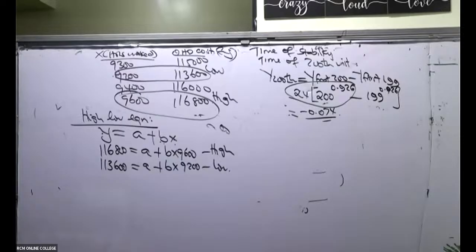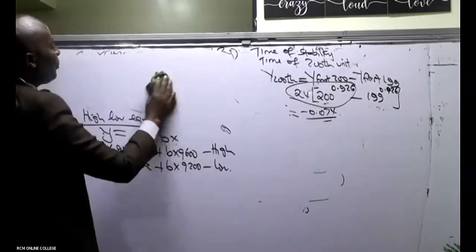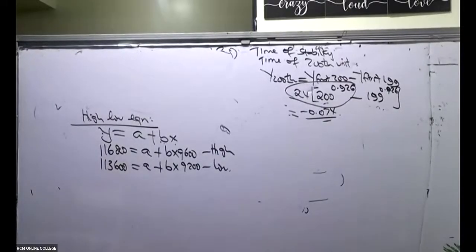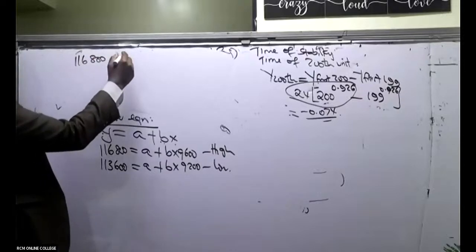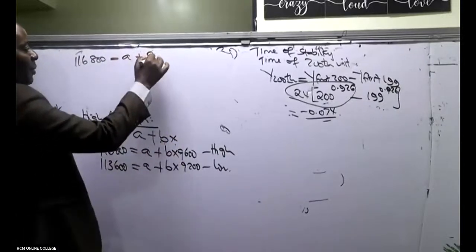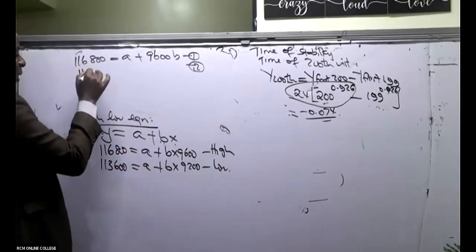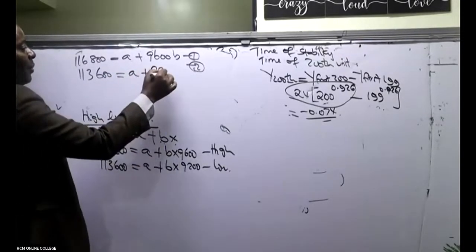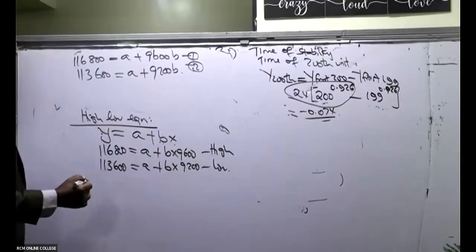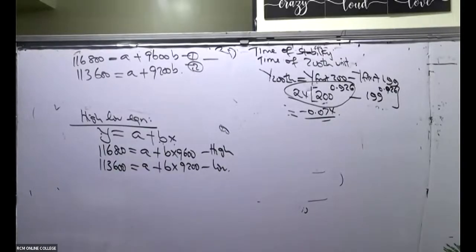Now reorganize your simultaneous equations. So then what we have here, we have 116,800 equals A plus 9,600B. Equation 2, we have 113,600 equals A plus 9,200B. So then you go ahead and do what? You subtract to eliminate A.